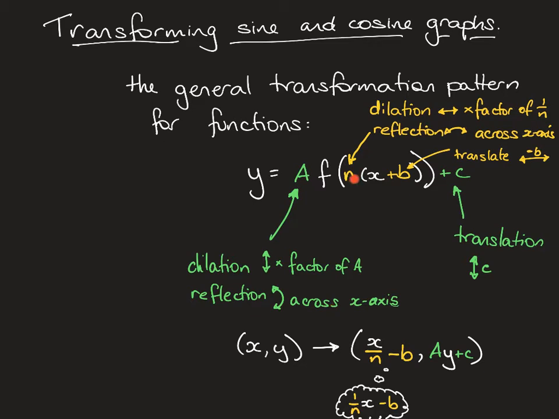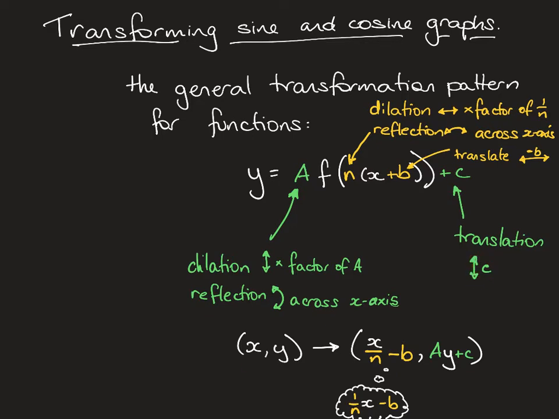The n value is a dilation, which is a horizontal dilation, either a stretch or a compression by a factor of 1 on n. If it's negative, you reflect across the y-axis. The positive b here is a translation negative b units in the direction of the x-axis, and finally the plus c on the end is a vertical translation of c units.